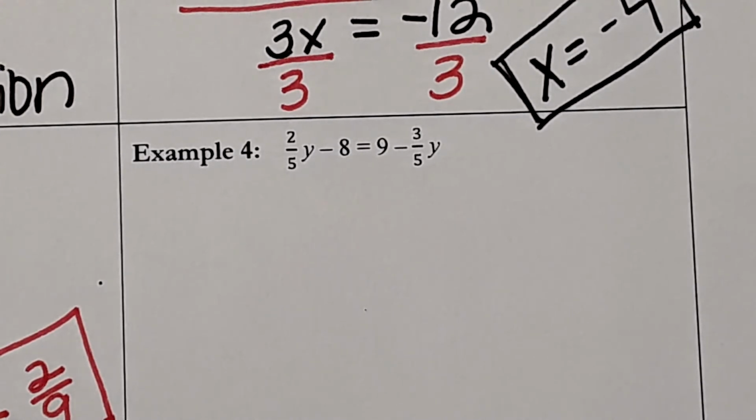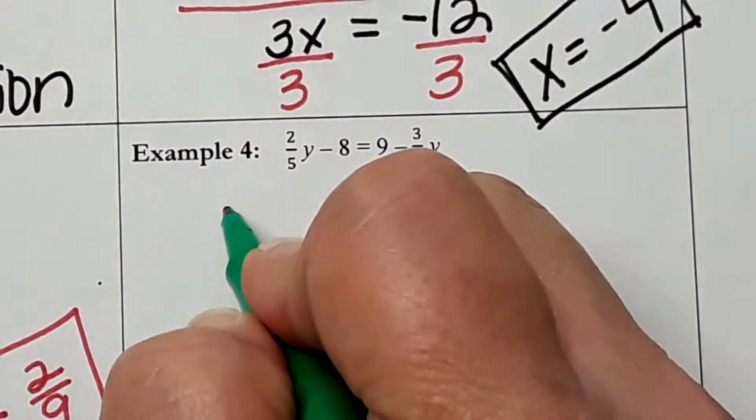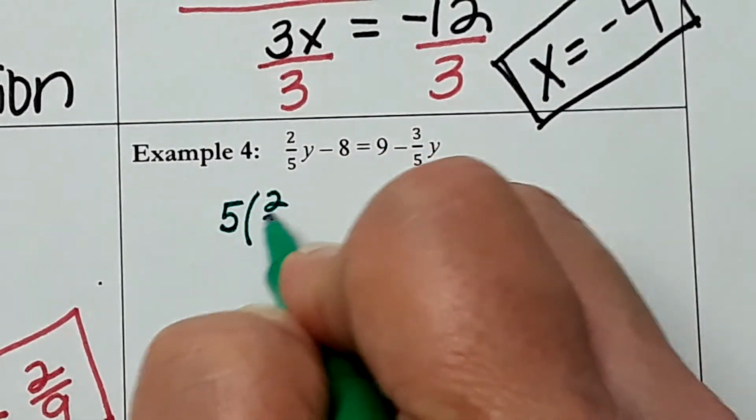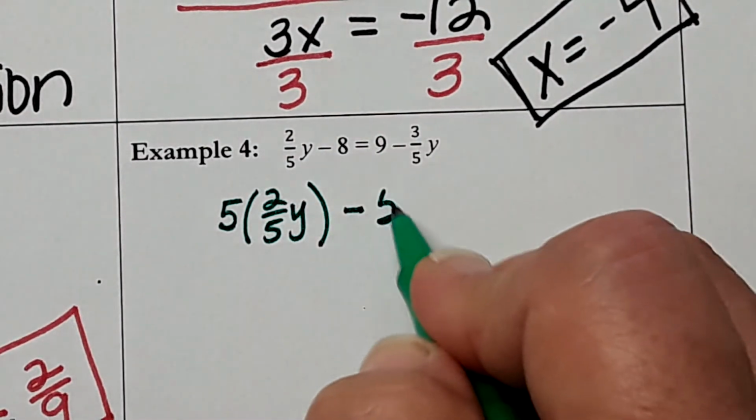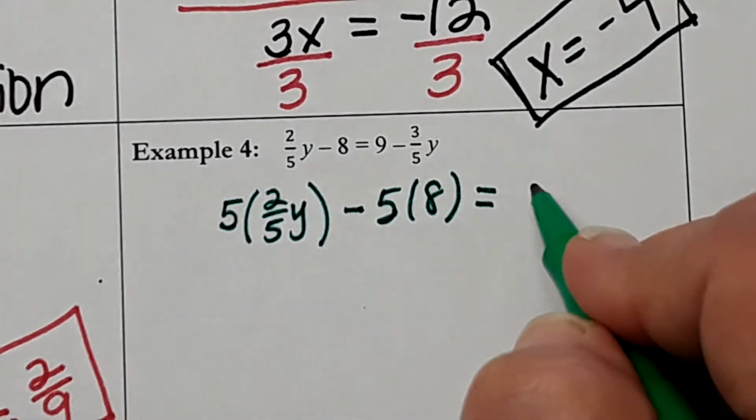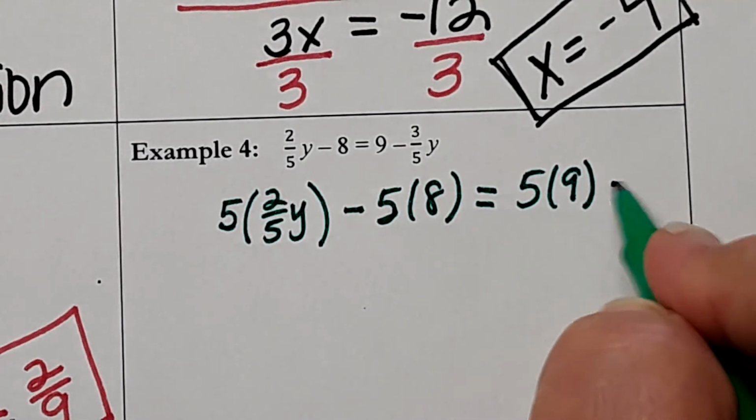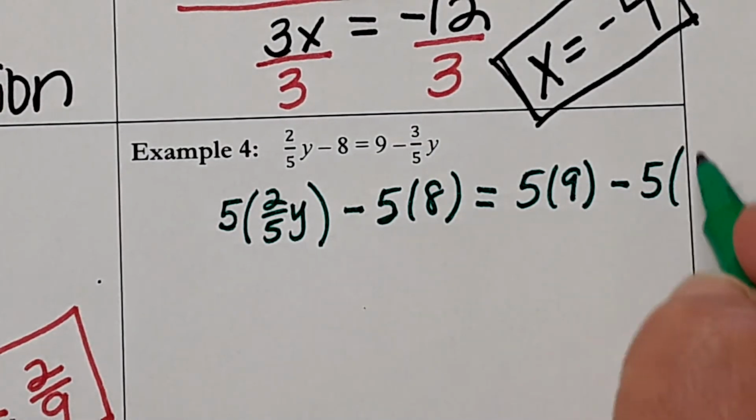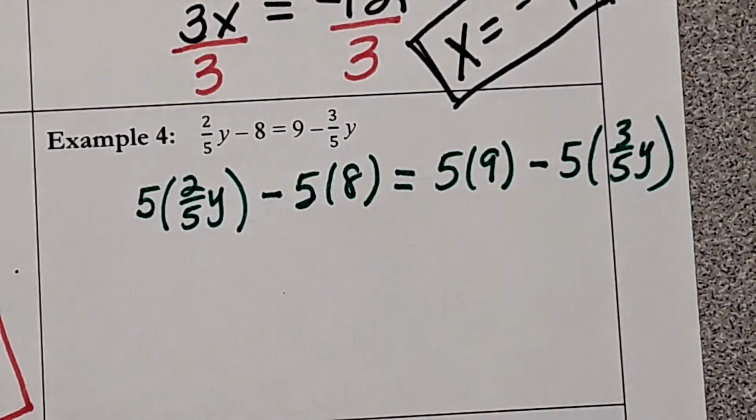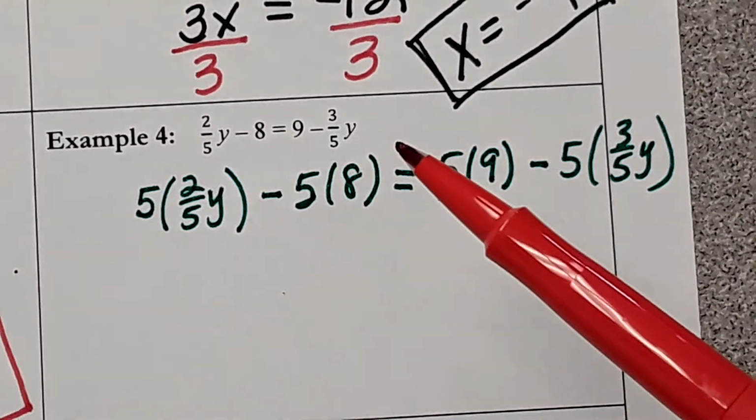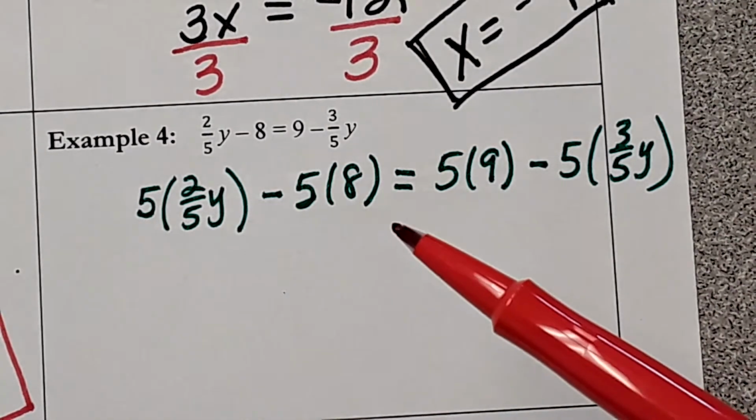So I'm going to rewrite it so you guys can see kind of what I mean. So 5 times this minus 5 times this equals 5 times 9 minus 5 times 3/5 y. That is what I mean by multiplying it by everything. So we have to do that. You get to rewrite it like that. You don't have to. You can write it underneath. I just rewrite it like this so you can actually see what I'm doing.